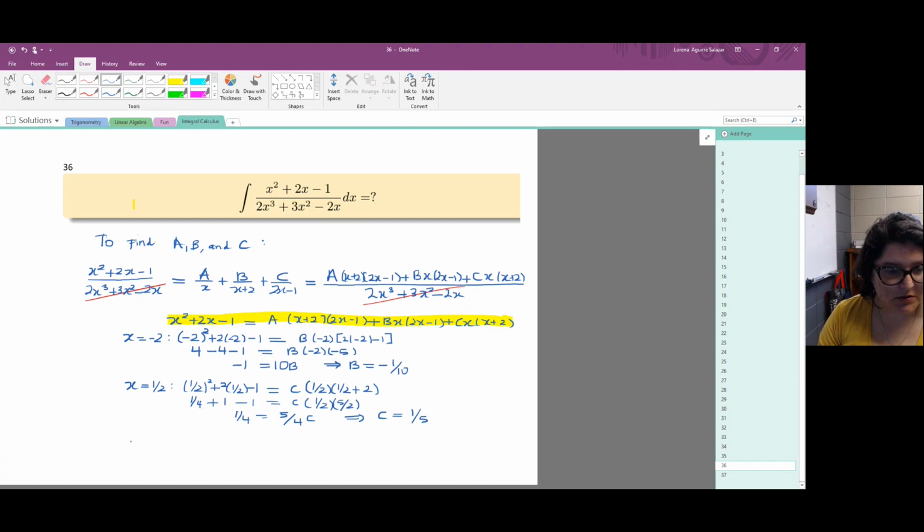And finally, when x equals 0, we get that the left-hand side, so 0 squared plus twice 0 minus 1, should be equal to a times 0 plus 2 times twice 0 minus 1. And all the other terms go away because x equals 0. So we have b times 0, then c times 0. So -1 should be equal to twice a times -1, so -2a. And from there we get that a equals 1/2.